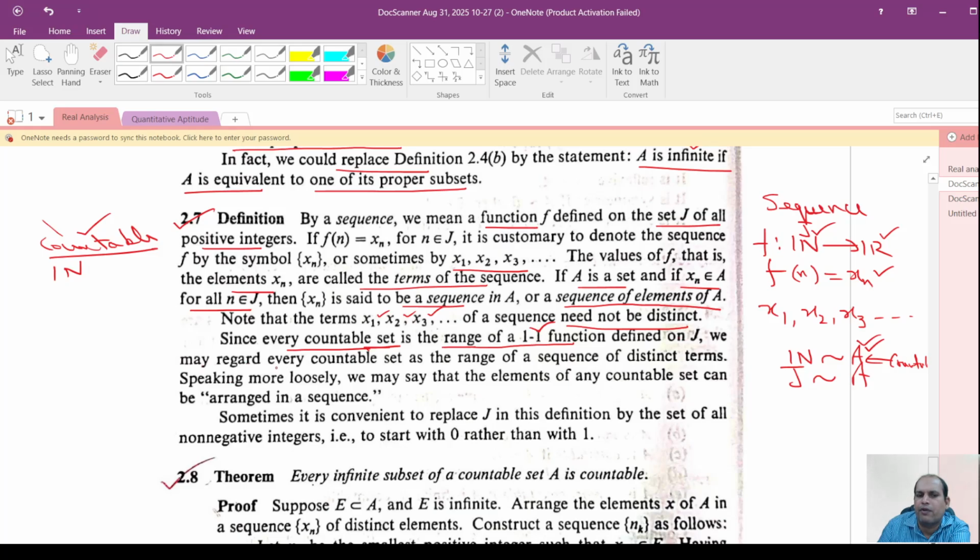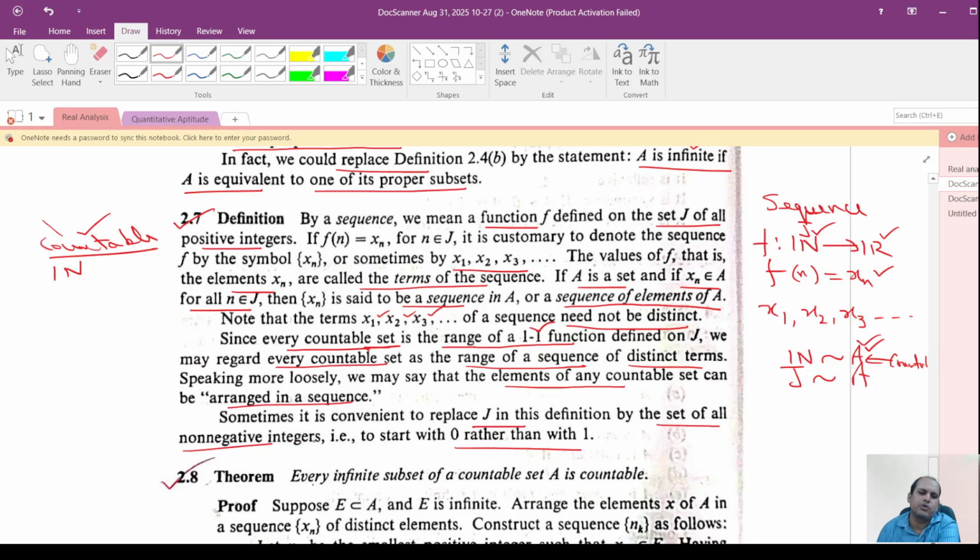We may regard every countable set as the range of a sequence of distinct terms. Speaking more loosely, we may say that the elements of any countable set can be arranged in a sequence. Why is it arranged in a sequence? Because every countable set is the range of a 1-1 function. Sometimes it is convenient to replace J in this definition by the set of all non-negative integers, to start with 0 rather than 1, because again that set will be countable.